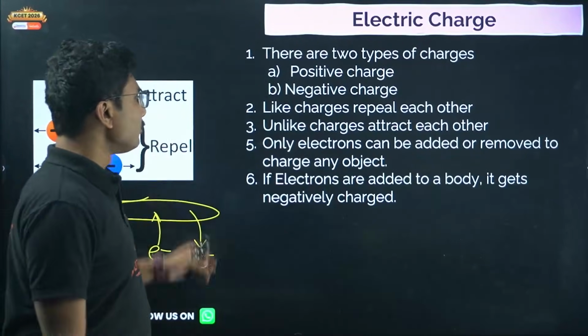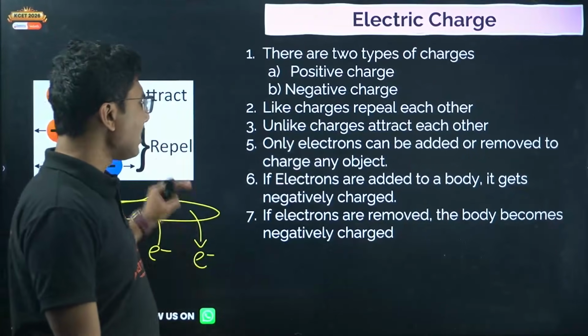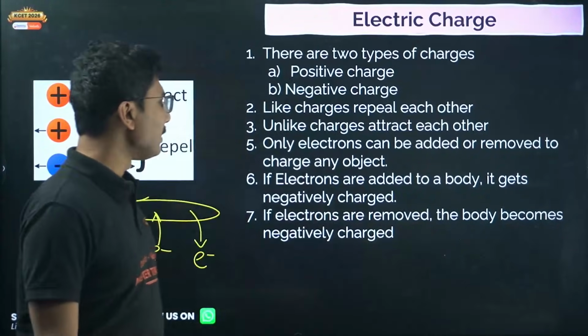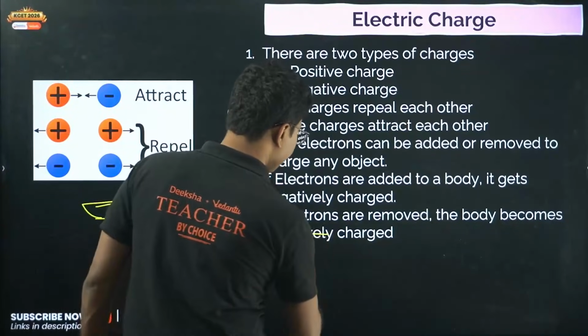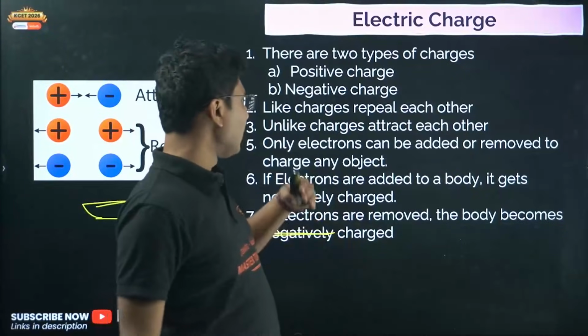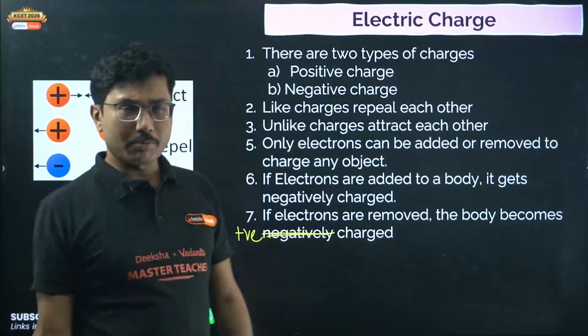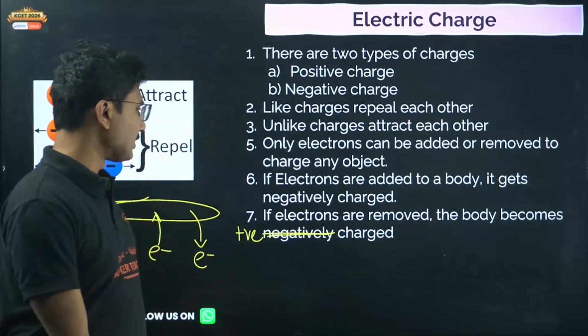charged object, right? So if electrons are added to a body, it gets negatively charged, and if electrons are removed from the body, it becomes positively charged. Okay, so if you are removing the electrons, the body becomes positively charged. If you are adding the electrons, the body becomes negatively charged, right?